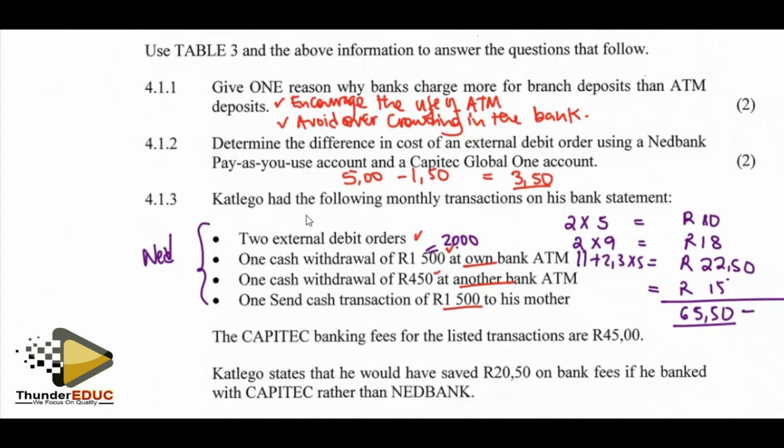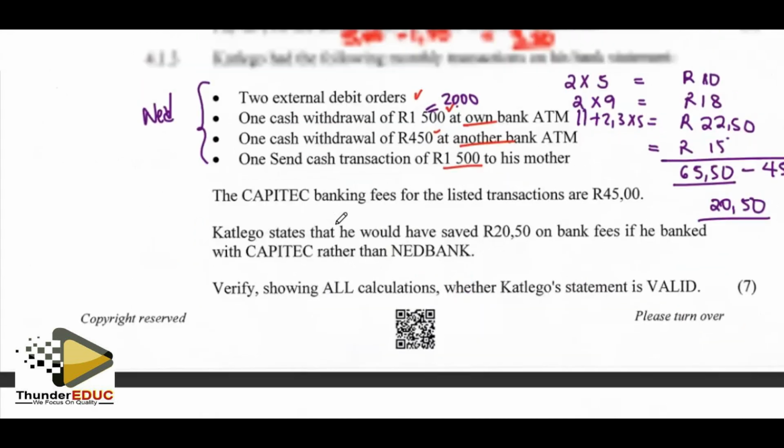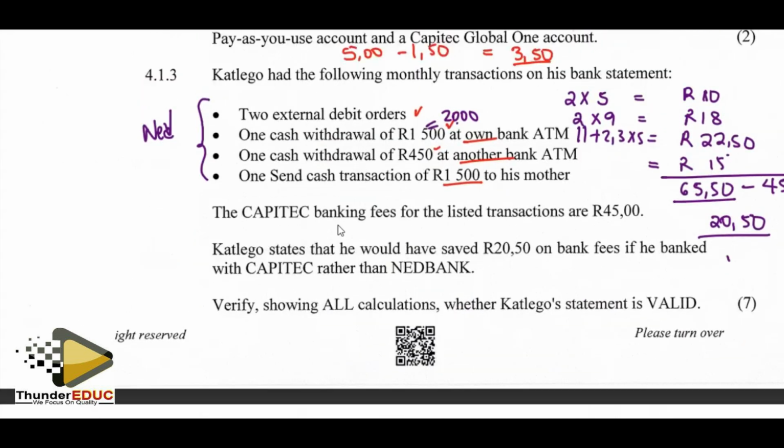Minus the money that they took from Capitec, which reminds us of the 45 rands, indeed you remain with 20 rand 50 cents. And the statement is what? The statement is valid.